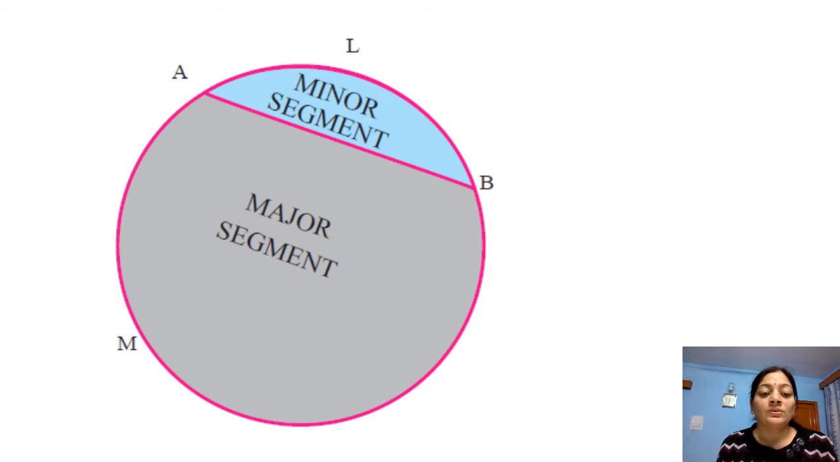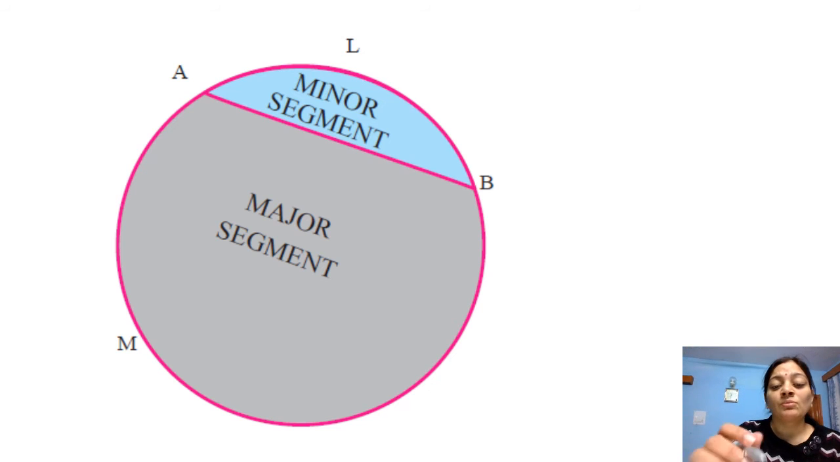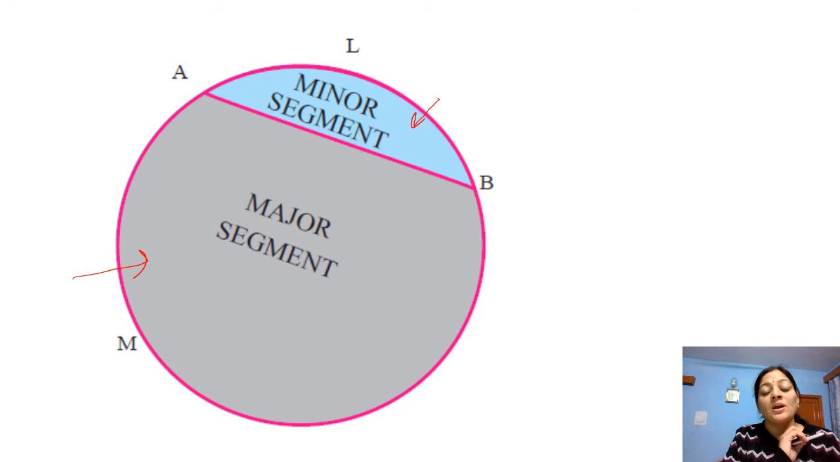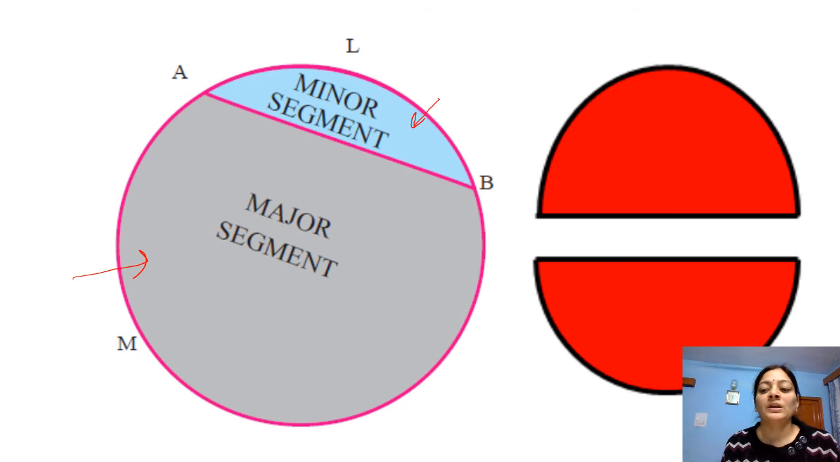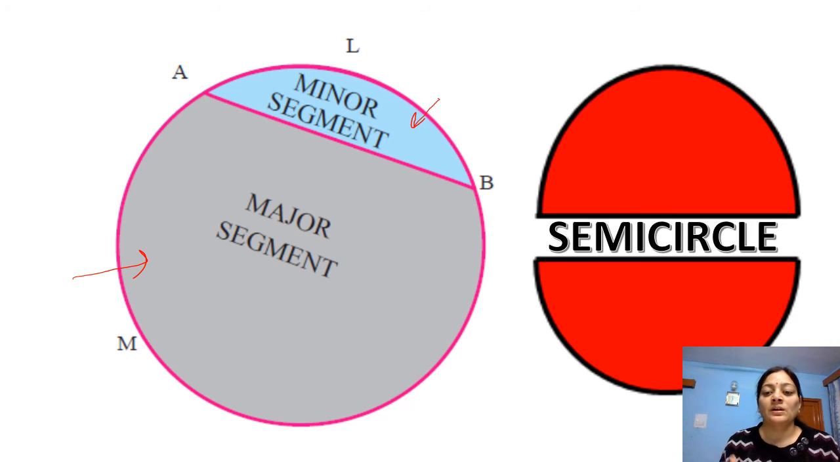So next is the segment. When we draw a chord in the circle, the circular region is divided into two regions. The smaller region is called the minor segment and the larger is called the major segment. And what if the chord becomes the diameter? Yes, then the circle is divided into two equal parts and each part is called a semicircle.